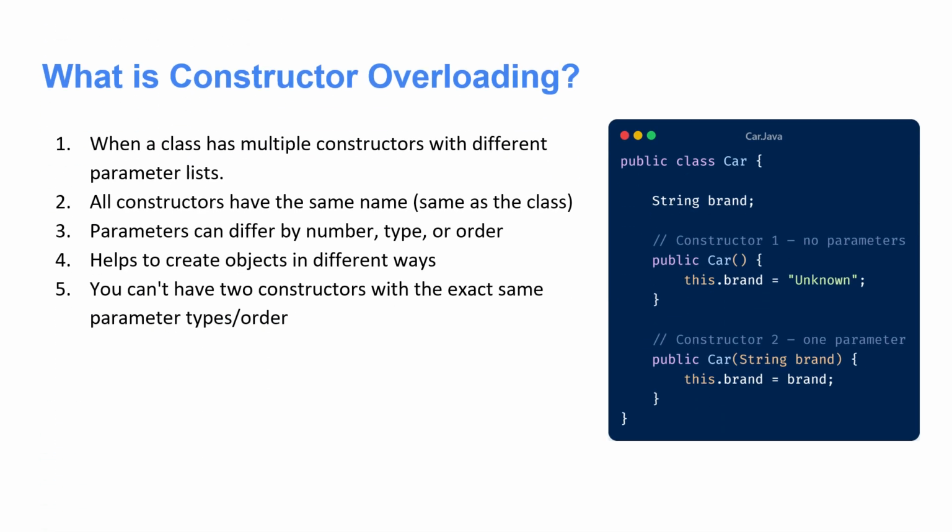Constructor overloading means having multiple constructors in the same class with different parameter lists. They all share the same name, which is the class name, but differ in the number, type, or order of parameters. This lets you create objects in flexible ways, depending on what data you have. But remember, you can't have two constructors with the exact same parameter types in the same order.